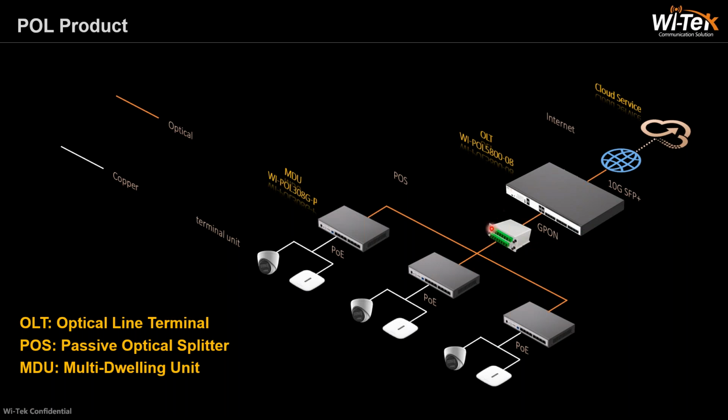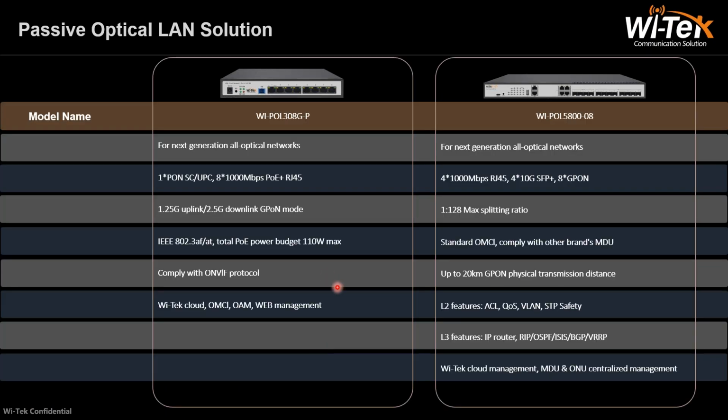In the aggregation layer, we use passive optical splitters. In the access layer, we just use MDU, okay, and directly connect IP cameras and wireless access points. And this is the MDU.